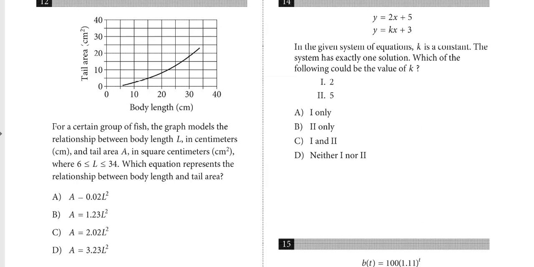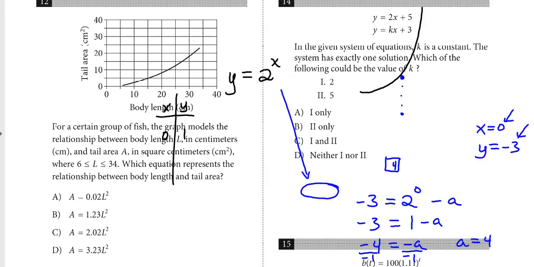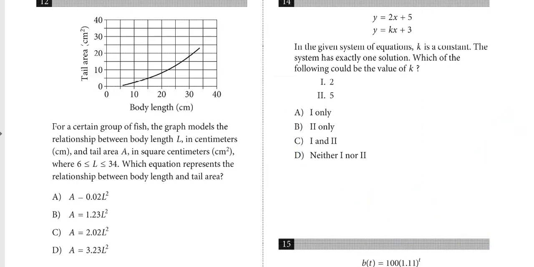All right, number 12. See what we got here. Looks like we got a graph. It looks like part of a parabola. And I notice all these down here at the bottom are squares. So it says we have a group of fish, body length on the bottom, tail area on the side. And it looks like all of our body lengths are going to be between 6 and 34, which makes sense because this is 6 and this is 34. So all of our L's are between those two numbers.